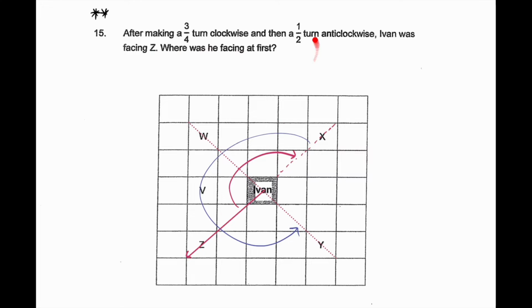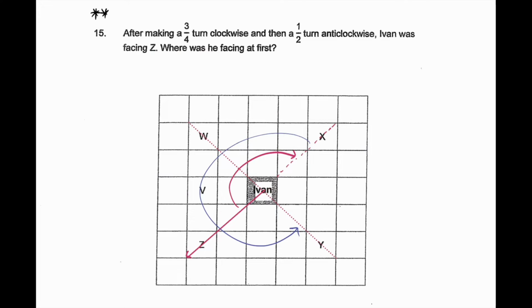All right. Let's turn half clockwise. Okay. So from here, half clockwise. Let's go this way. And then from here, facing X, by the way, 3/4 turn clockwise. No. 3/4 turn anti-clockwise. Okay. So from here, we're going to go 1/4.